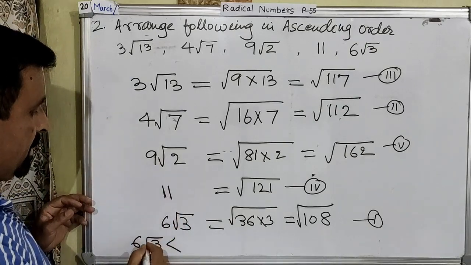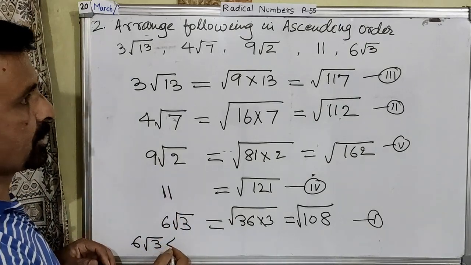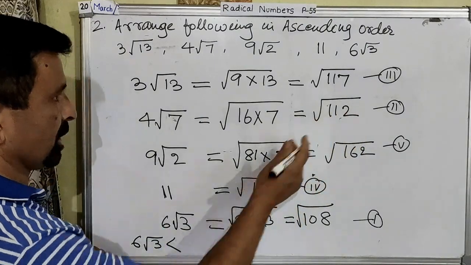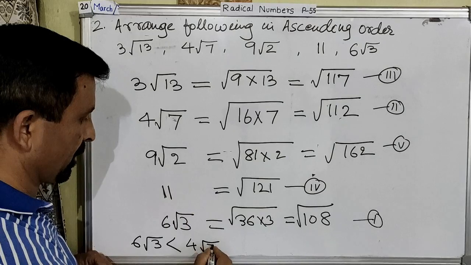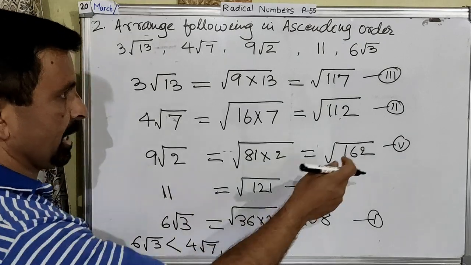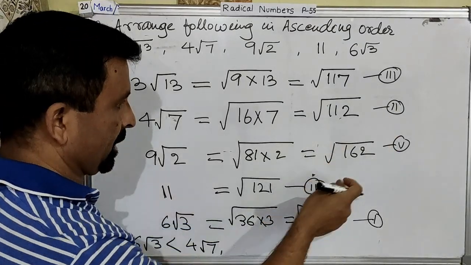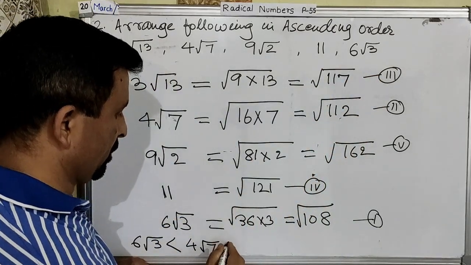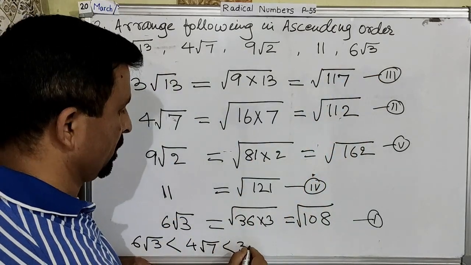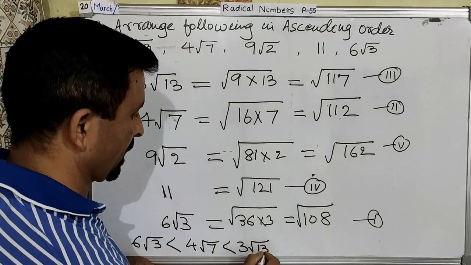Okay. After 6 root 3, less than, then number 2 is 112, and 112 has come from 4 root 7. Then number 3 is this, and it came from 3 root 13. So this is 3 root 13.